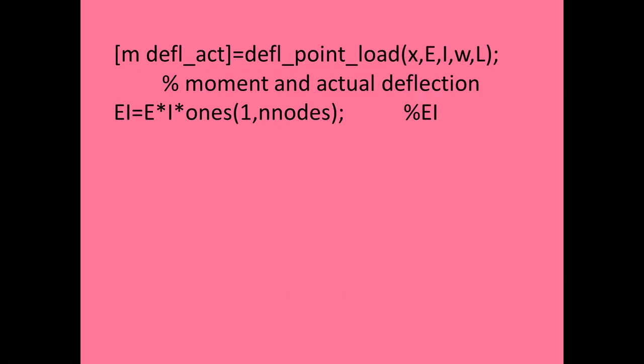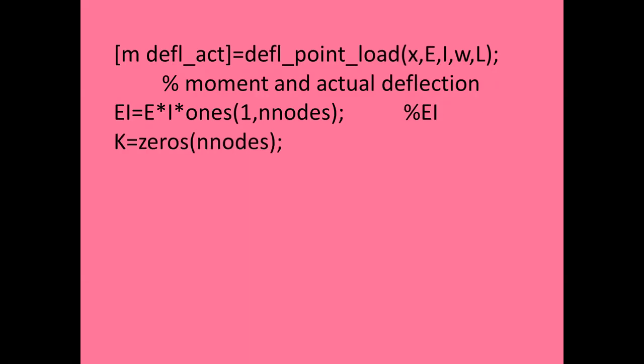So just as an example, if the value of E happens to be 2 and the value of I happens to be 0.1, so EI is going to be 2 into 0.1, that is 0.2, and 0.2 is going to be stored in all 21 places of the matrix. So this is how this particular line is going to work.